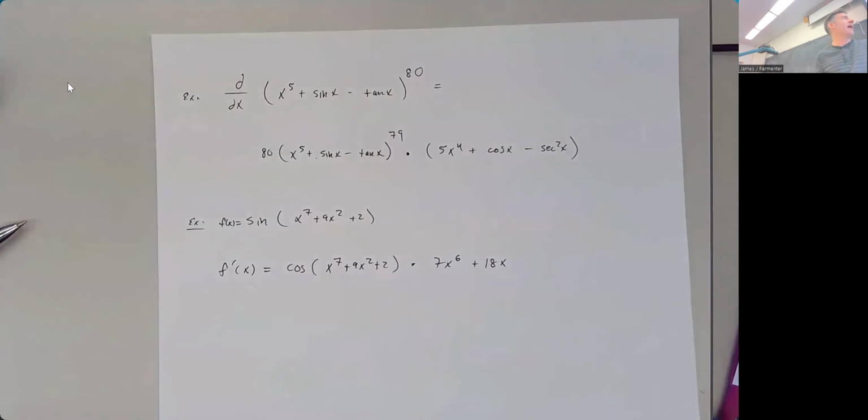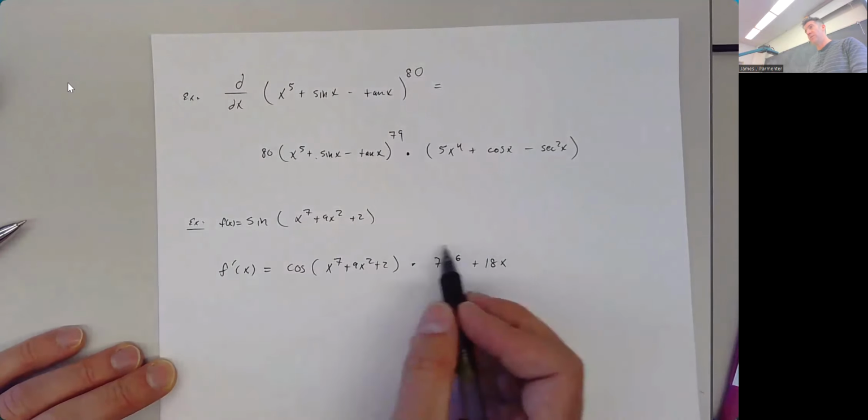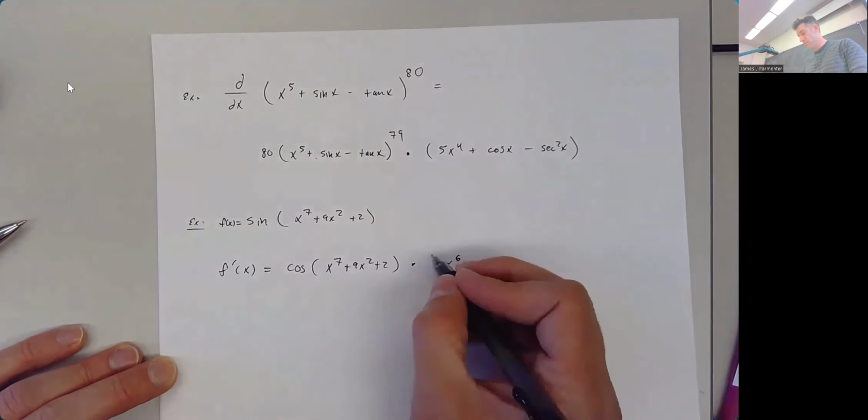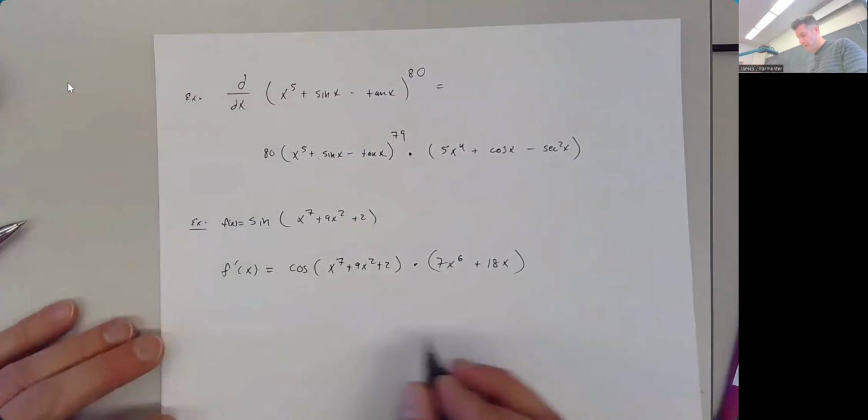And if you wrote it like that, I would at least knock off a point, because it's cosine of this stuff times all of this, which means you have to have parentheses. Okay, let's do a couple more of these because they are good to do.